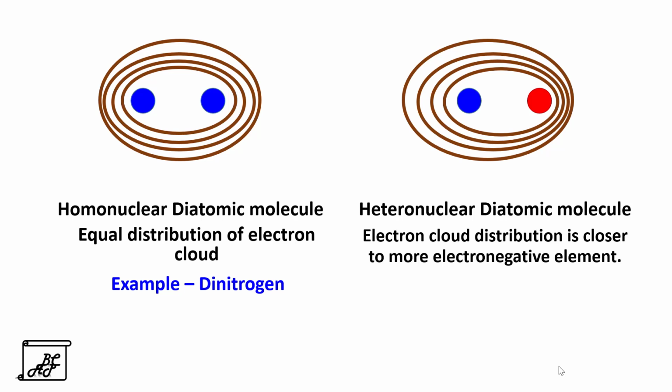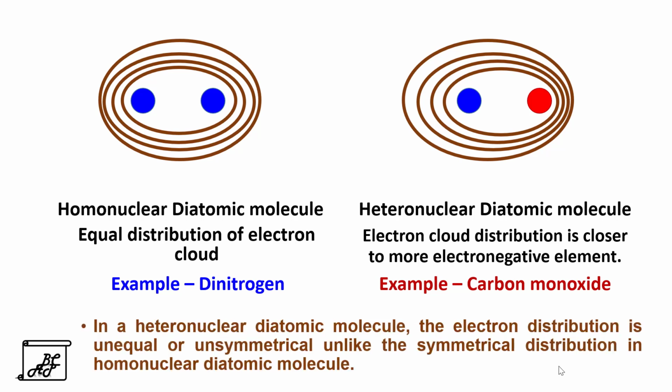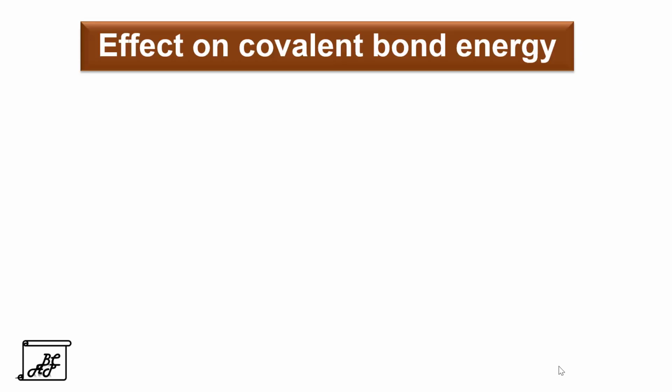But in case of heteronuclear diatomic molecule, the electron cloud distribution is closer to the more electronegative atom. As electronegativity is the tendency to pull the electrons, here the more electronegative element pulls the electron towards itself. For example, carbon monoxide, oxygen is having more electronegativity, therefore electron cloud distribution is closer to the oxygen atom. Hence, in case of heteronuclear diatomic molecule, the electron distribution is unequal or unsymmetrical, unlike the symmetrical distribution in case of homonuclear diatomic molecule.